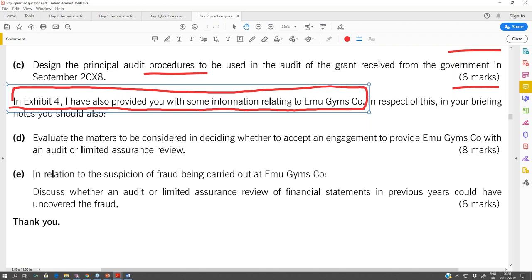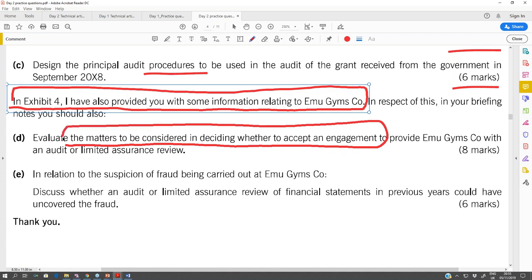Number 1, evaluate the matters to be considered in deciding whether to accept an engagement to provide Emu Gym Company with an audit or a limited assurance review. Can I provide Emu Gym with an audit service or a limited assurance review? What matters should I be considering whether to accept the engagement?